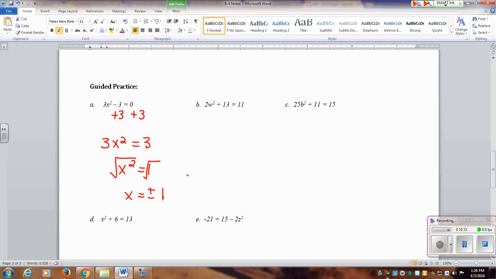You can pause the video and try problem B, or you can just keep watching. So the first thing we're going to do is subtract 13 from both sides. Okay, and we're going to get 2w squared equals negative 2. Divide both sides by 2, we get w squared equals negative 1, and we're going to say no solution. And just remember, all that means is it does not cross the x-axis. It is a parabola that would sit above the x-axis.